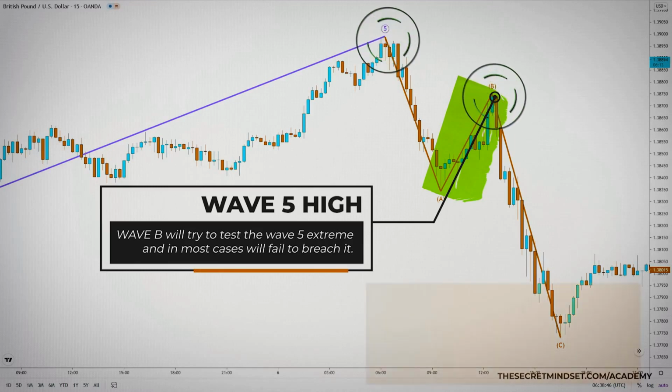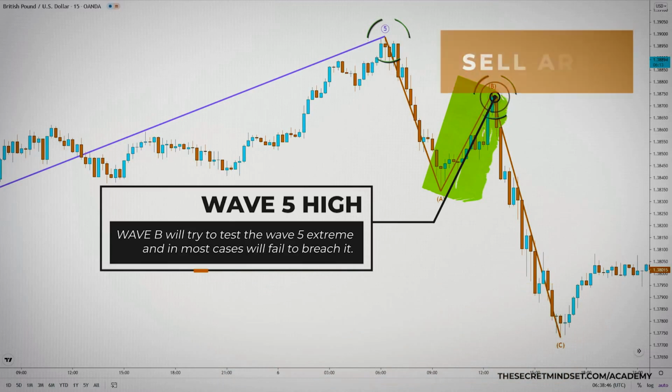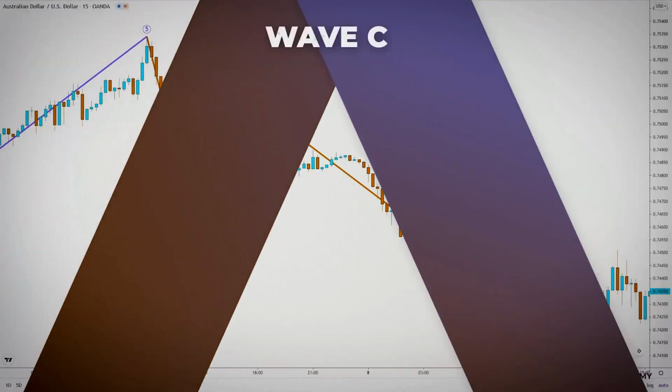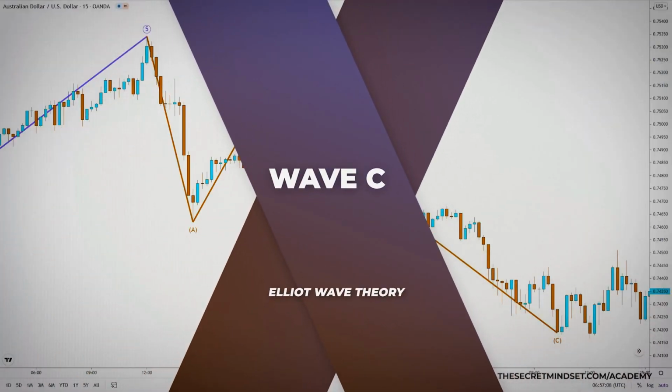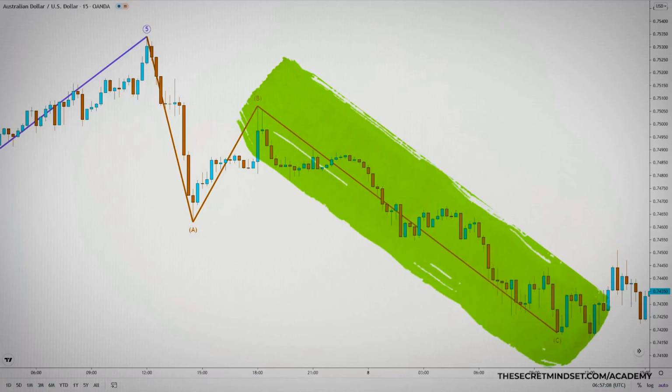Wave B is often a fairly deep retracement and will retrace wave A by either 50%, 61%, or 78%. The subdivision within wave B itself is often seen as a zigzag pattern, but sometimes it will form as a triangle as well. One of the best trades within the Elliott wave sequence is to fade the wave B price move as it nears its terminal point. After wave B completes, wave C will begin, and this wave marks the final leg within the entire corrective structure.